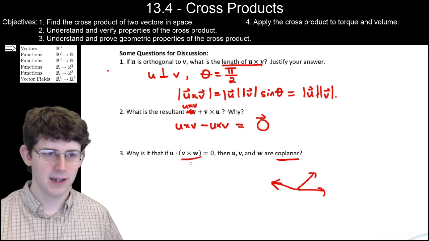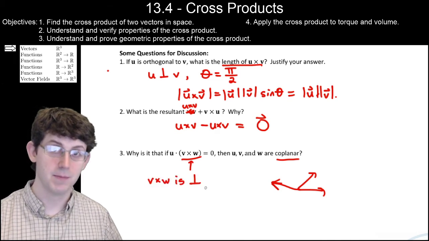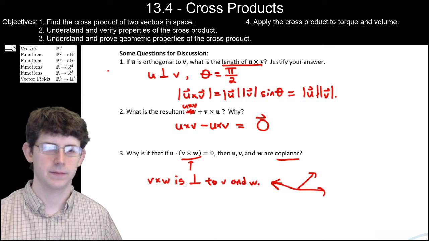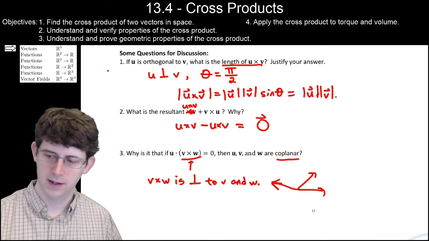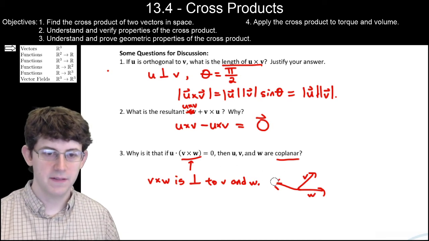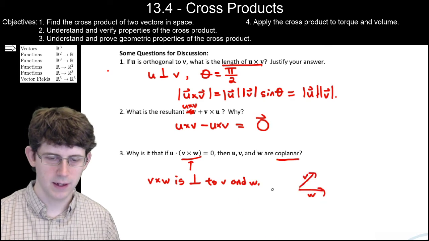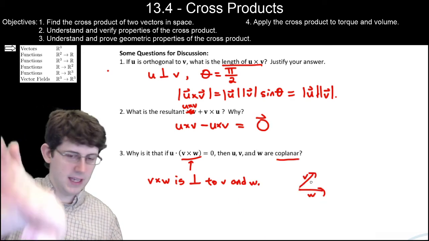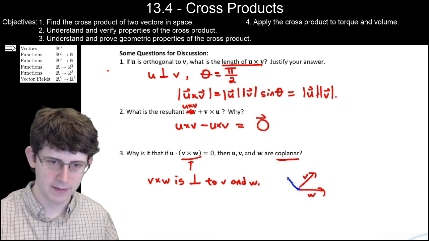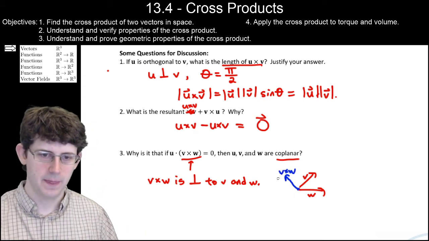Here's the trick. V cross w is orthogonal to both v and w. So you take v and w, and you find v cross w. You would put your right hand pointing at v, and you'd curve it toward w, and then your thumb points which way it goes. So this needs to point back into the paper. This is v cross w.